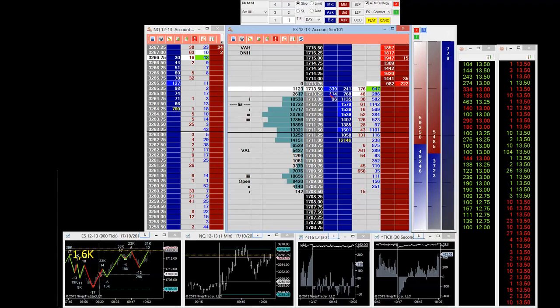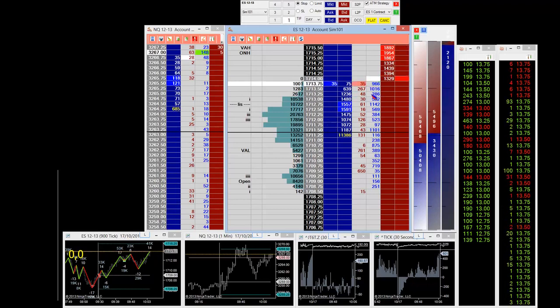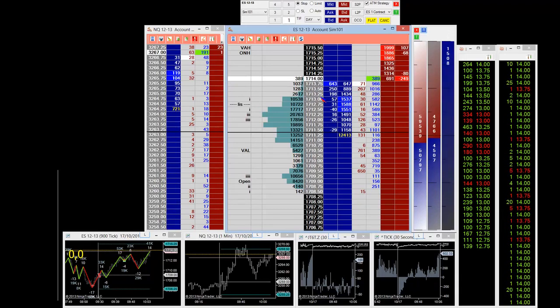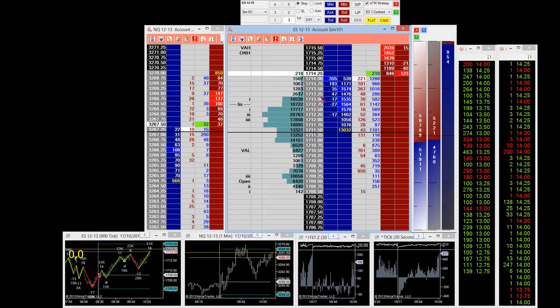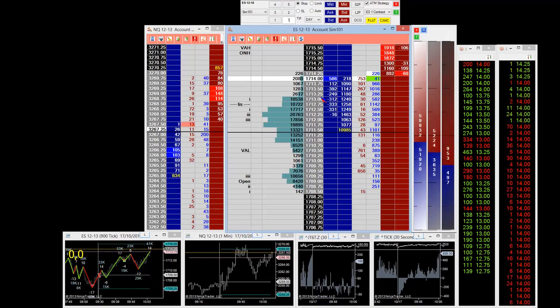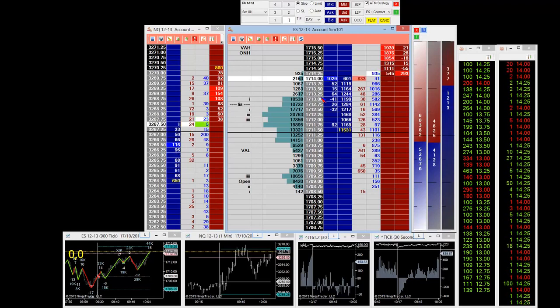The market's going to continue to rotate around this 1712.25 level, and you could go short up here, 13.25 or 13.50. Now if you go short at that level, as we can see, there is nothing above you to actually support your trade. There's no volume already traded above you. So we know that when I get caught in that trade, chances are it's going to move against me quickly.